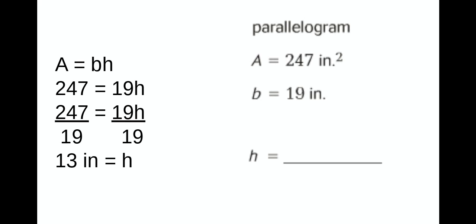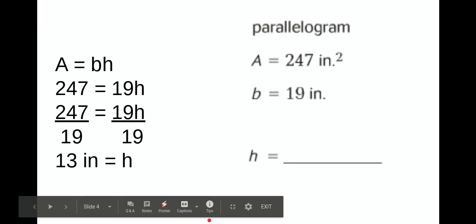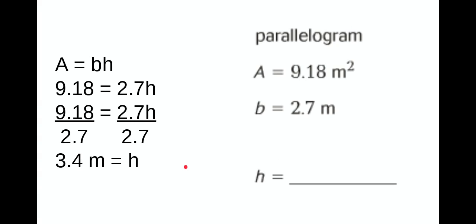Next up, parallelogram. You know the base, you know the area, you don't know the height. So we're going to substitute 247 in for the area. We're going to put 19 in for the base. Then we're going to do the inverse operation. What's the opposite of multiplying by 19? That would be dividing by 19. Balance your equation, and you end up getting 13 inches. No inches squared because it's just a height.